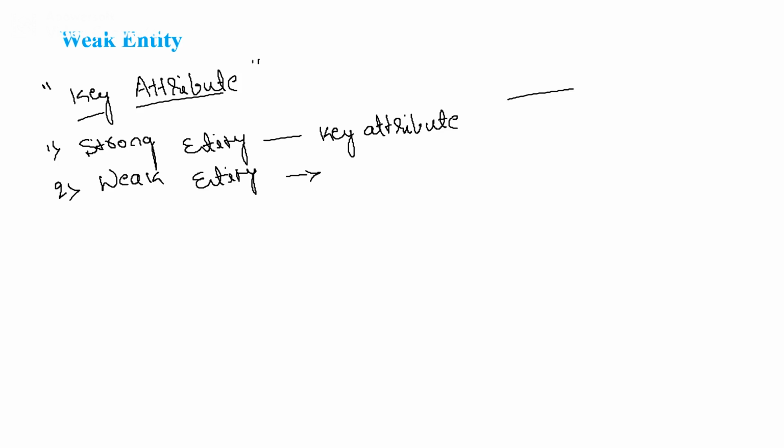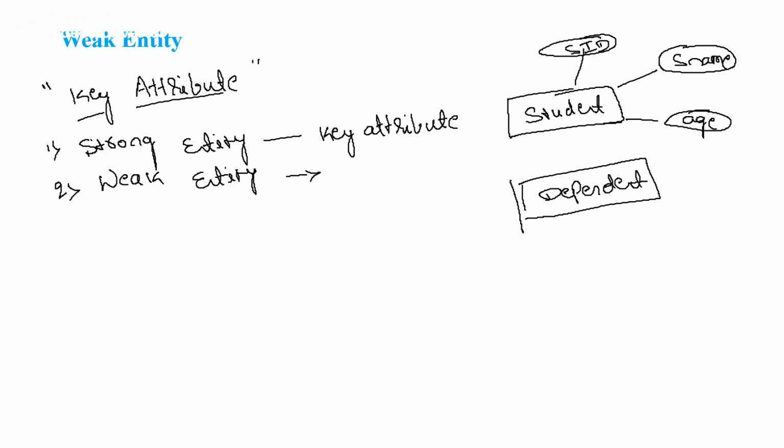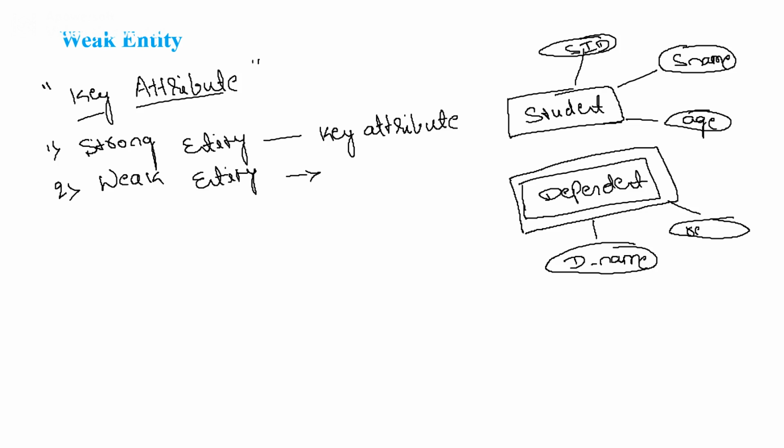For example, a student entity type will have a student ID, SID, then S name, and the third attribute is age. If I'm talking about a weak entity type, for example, dependent. Dependent is one of the weak entity types, and it is represented using double rectangles in the ER diagram. It has D name and D relation, that is dependent relationship. These are the two attributes we have for dependent.